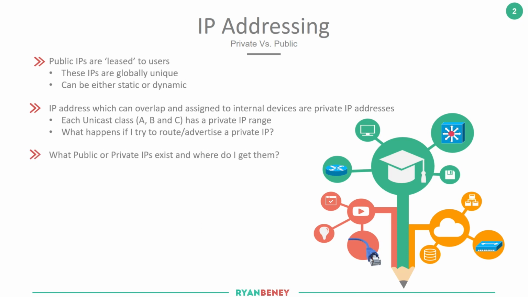Okay, so last on this slide, what public and private IPs exist and where do I get them? So in the next slide, I'm going to talk about public IPs and where you would go to actually request IP addresses for your corporation. And then we're going to jump into what's called a RFC, a request for comments, and where the private IPs originated from and why everyone knows what IPs to use on the internet and what IPs to use inside a private network.